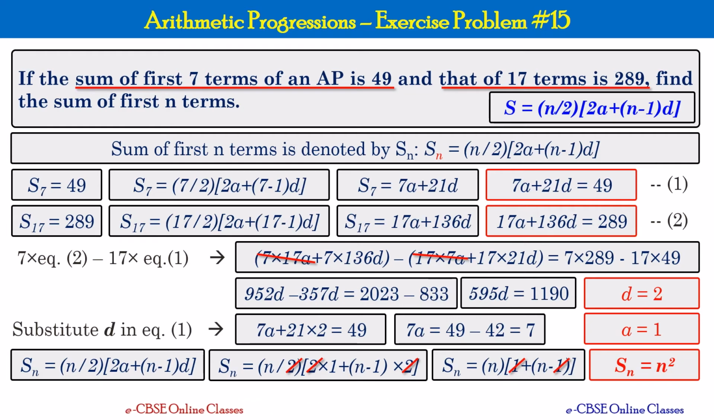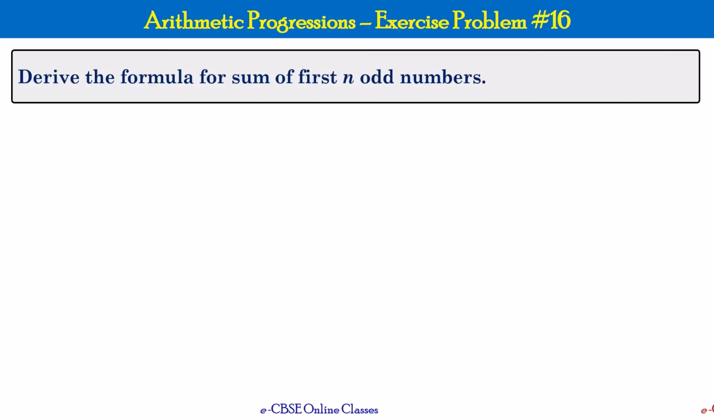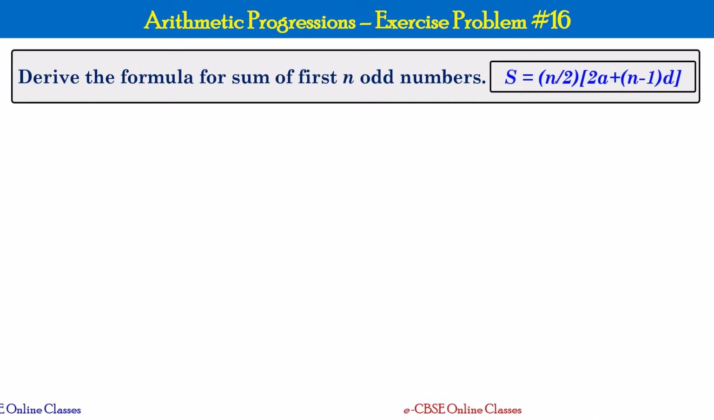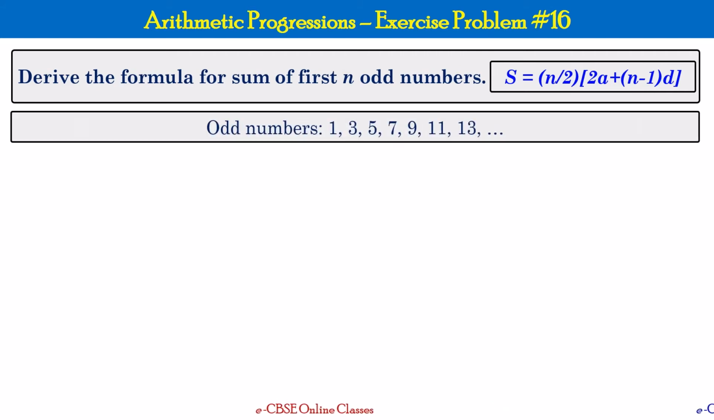Now let's look at another interesting problem which is very much relevant to this problem. So let's go to the next problem here. The problem reads, derive the formula for sum of the first n odd numbers. Okay, again the formula to be used is the same, n by 2 times 2a plus n minus 1 into d. Let us write the odd numbers here, 1, 3, 5, 7, 9, 11, 13 and so on.